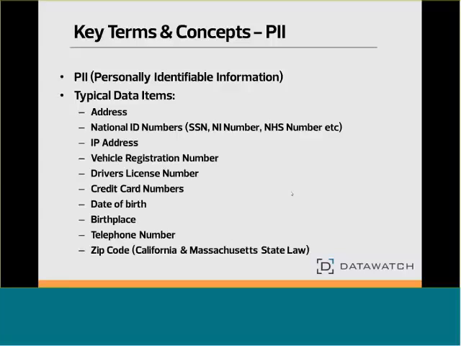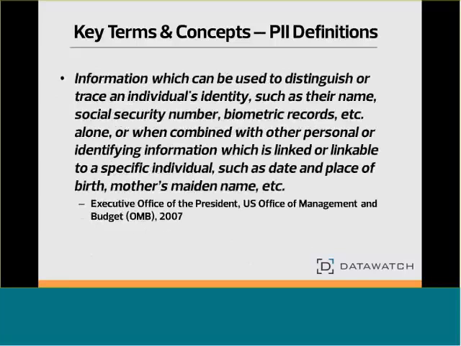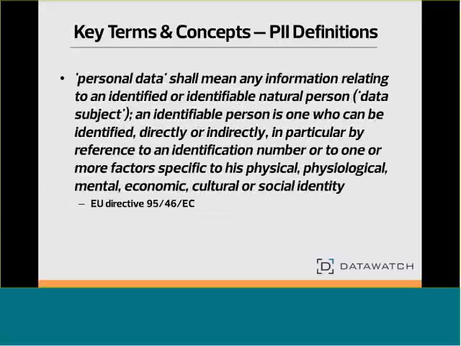So these are data items that you might need to be careful of when distributing information. So here's a couple of definitions. This is a good one from the US Office of Management and Budget. Information which can be used to distinguish or trace an individual's identity, such as name, social security number, biometric records alone, or when combined with other personal identifying information which is linked or linkable to a specific individual, such as date or place of birth, maiden name, etc. So I'm going to just click through a few of these.